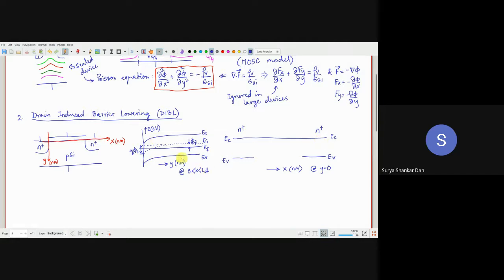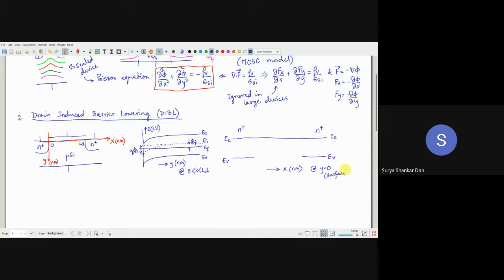Think about this. This y direction was true when x was greater than 0 and less than LCH, the channel length. So that means inside the channel, we were drawing along the y direction. Along this direction, this is 0, this is LCH. Whereas when we are trying to draw the band diagram along the x direction, at the surface means y equal to 0.